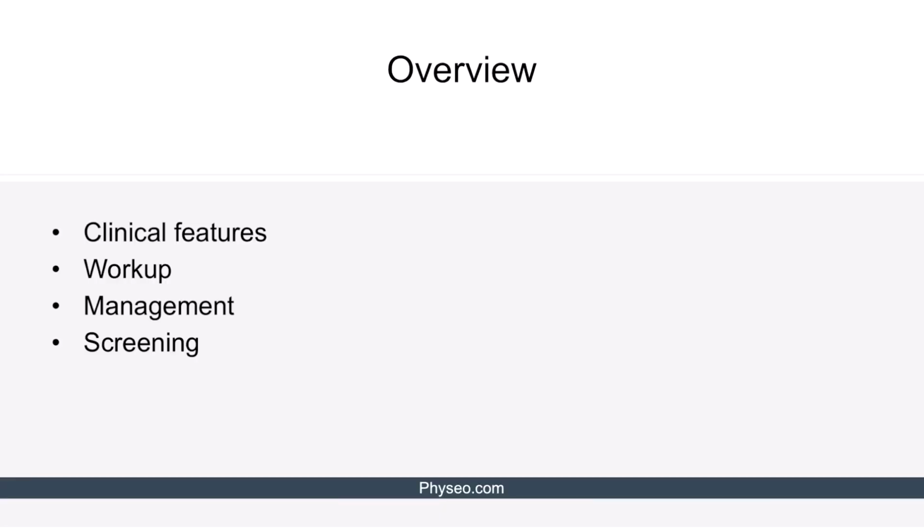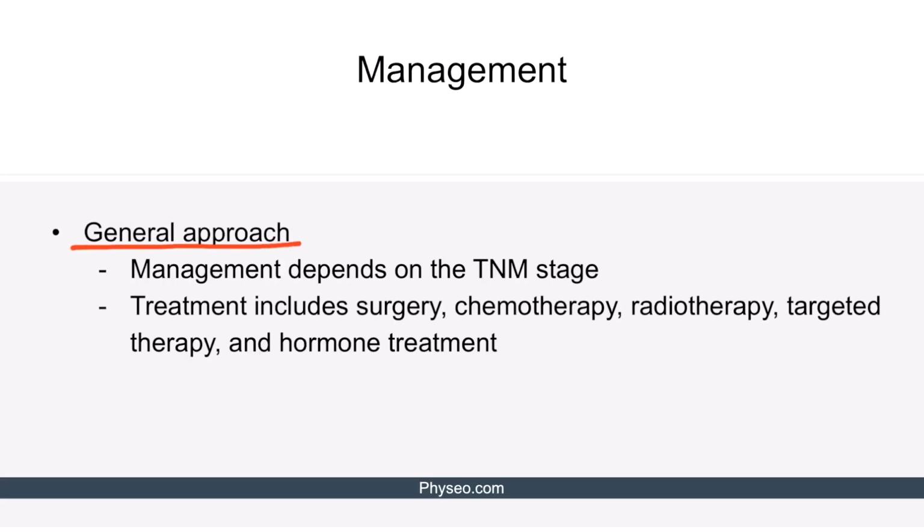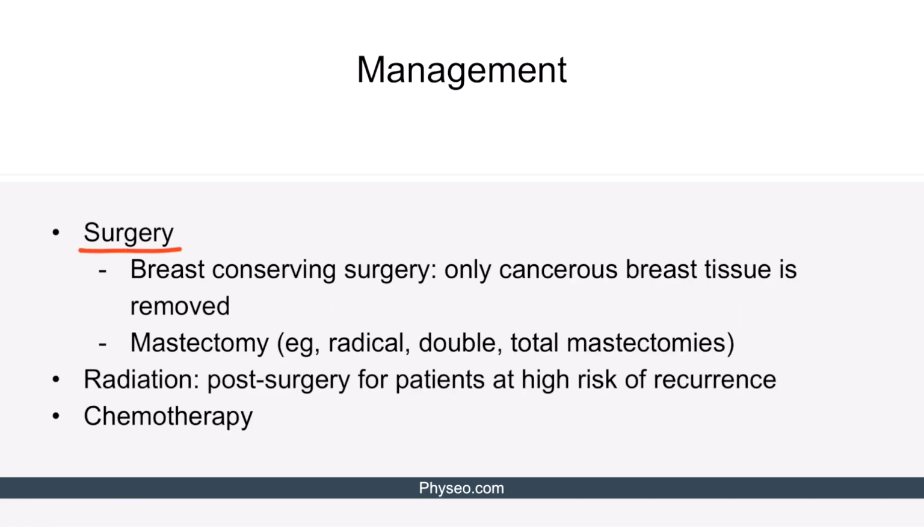Alright, next let's discuss management. Generally, the management of breast cancer depends on the TNM stage. The treatment includes surgery, chemotherapy, radiotherapy, targeted therapy, and hormone treatment or a combination of these. Surgical treatment includes more conservative procedures such as a breast-conserving surgery, where only the cancerous breast tissue is removed, and more invasive procedures such as mastectomy. Mastectomy can be radical, double, and total depending on the stage.